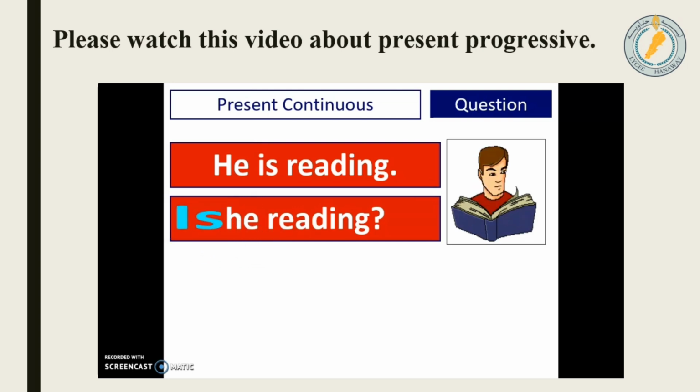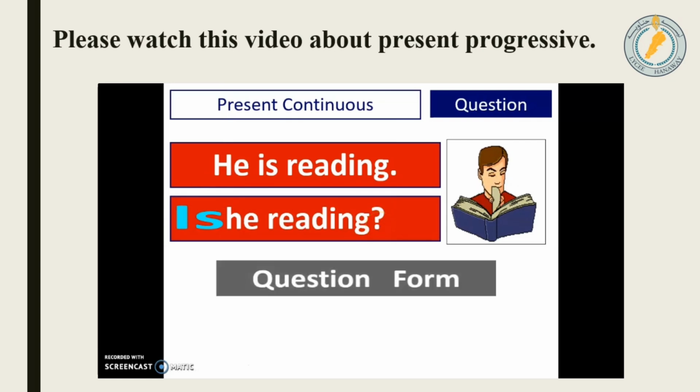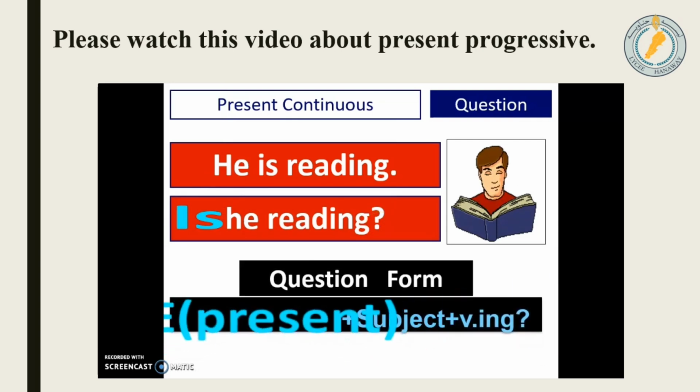Is is missing. So, as you can see, you see this present continuous verb. It is used to ask the question. I put is at the beginning. Then this is followed by the subject, which is he. Then I put the ing form, and at the end I add the question mark. So, this is the question form.